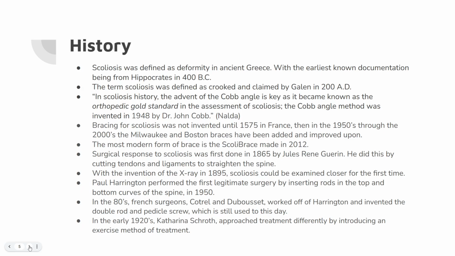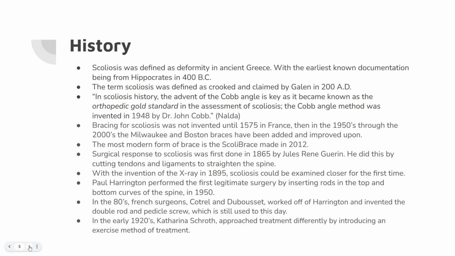The Cobb angle method was invented in 1948 by Dr. John Cobb. Bracing for scoliosis was not invented until 1575 in France. Then in the 1950s through the 2000s, the Milwaukee and Boston braces have been added and improved upon. The most modern form of brace is the Scoli brace, made in 2012. Surgical response to scoliosis was first done in 1865 by Jules Guérin.